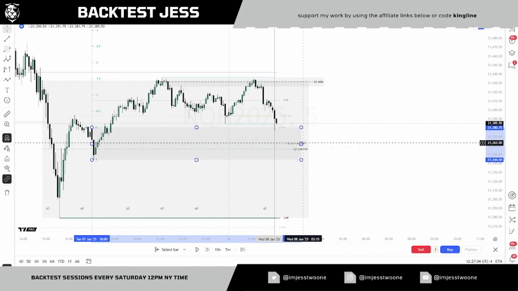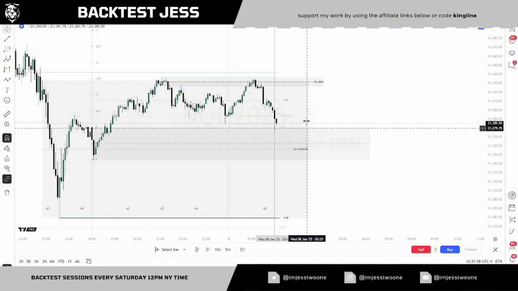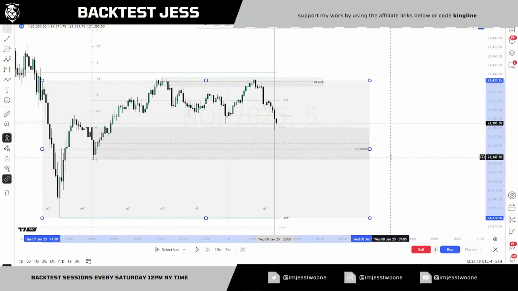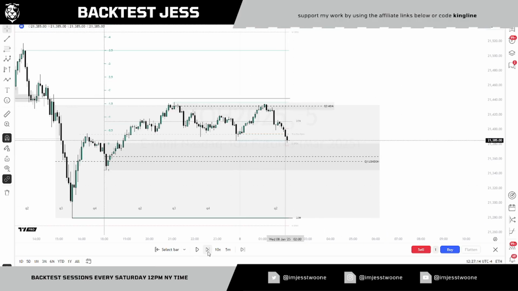So for the zones that don't matter, I won't label them essentially. I'll just have them up so I know where the trade is originating from or what zone we're trading out of or around. But we're only focused on Q3 trades.